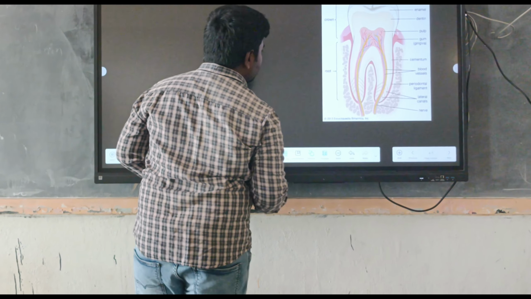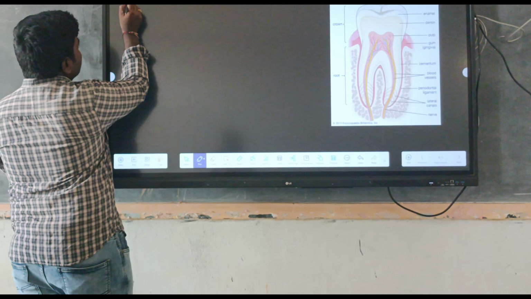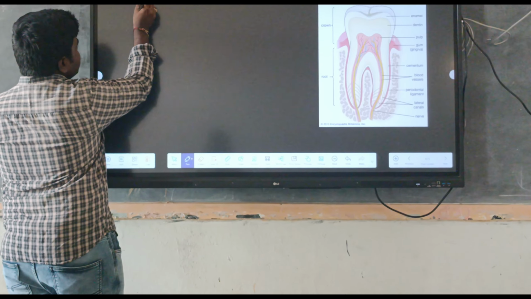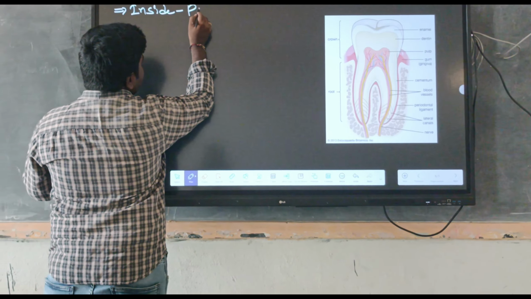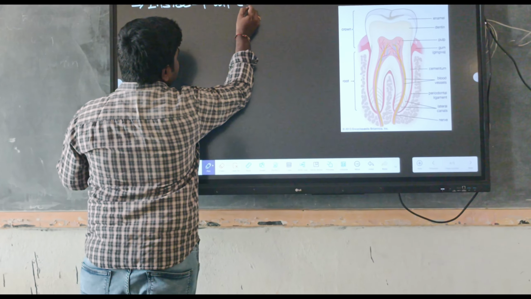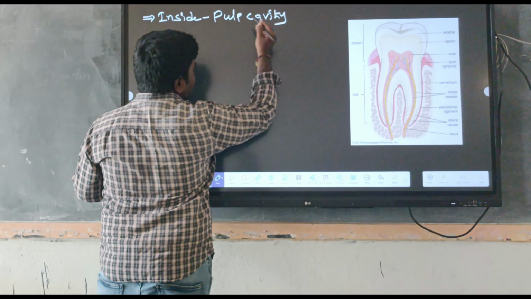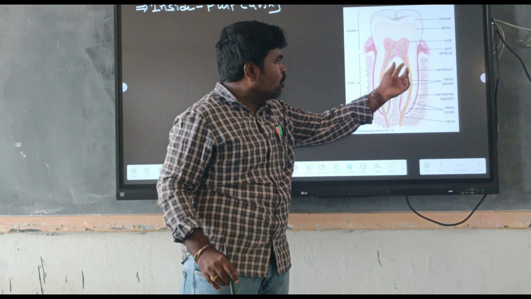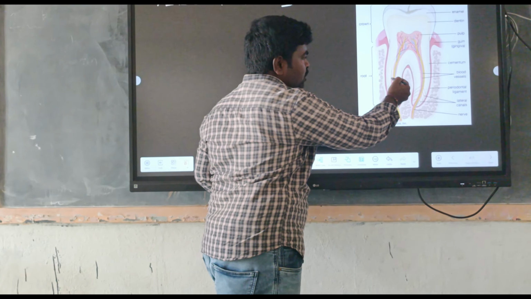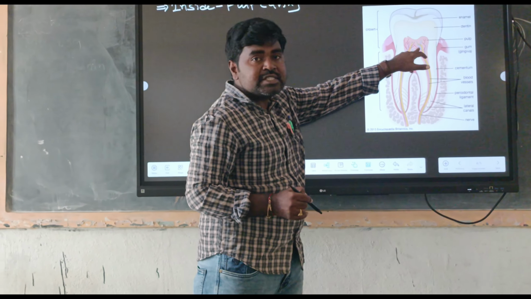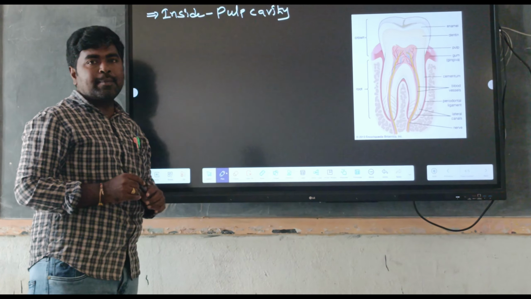Inside of the tooth there is a small cavity. The cavity is called a pulp cavity. So inside of the tooth there is a small cavity present, and this cavity is called a pulp cavity.